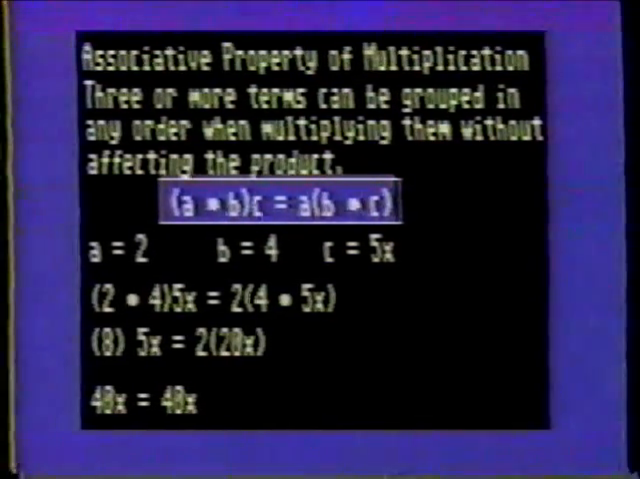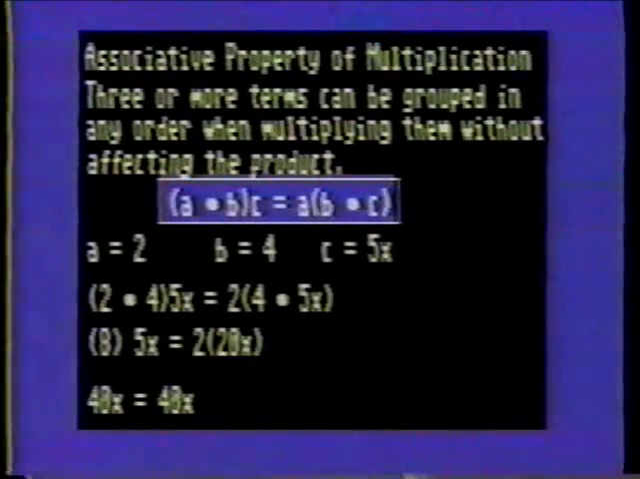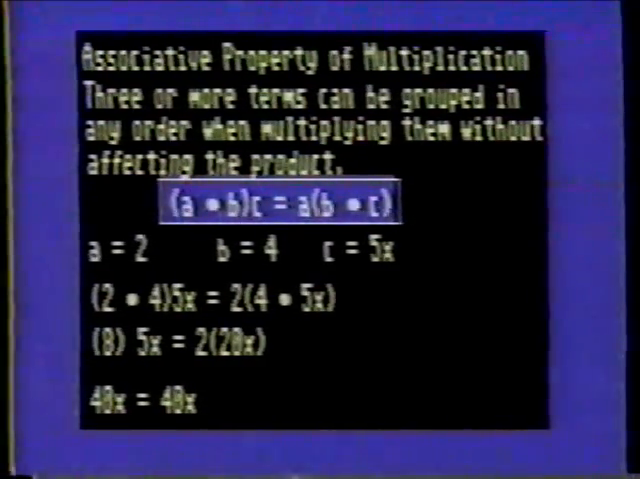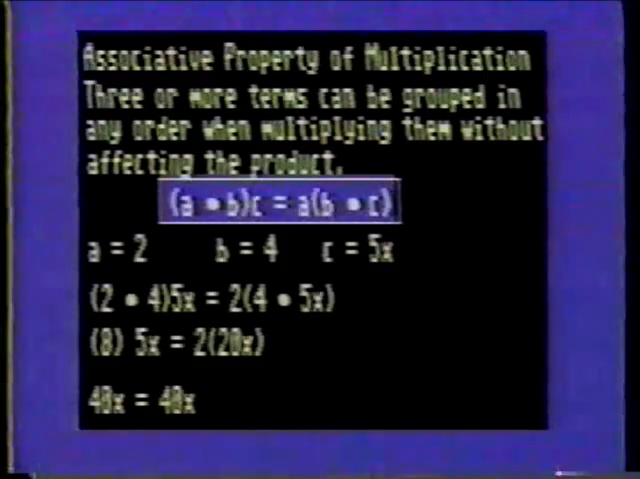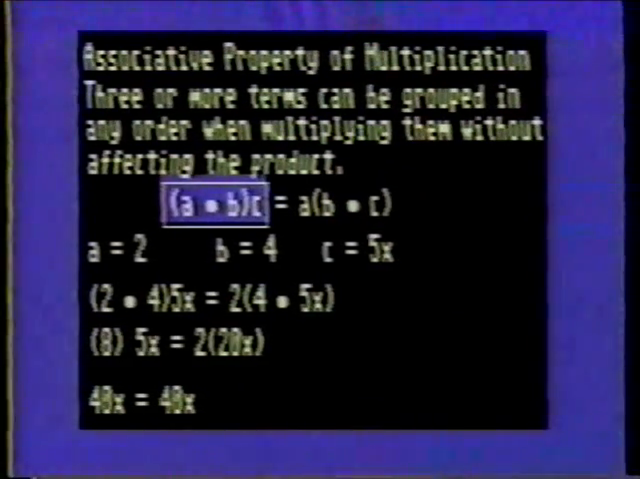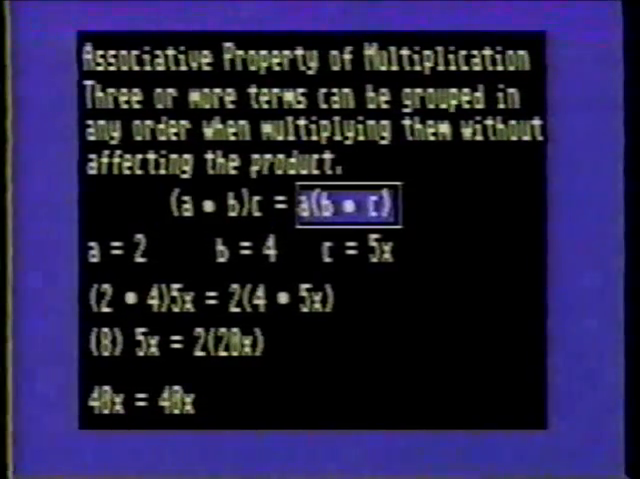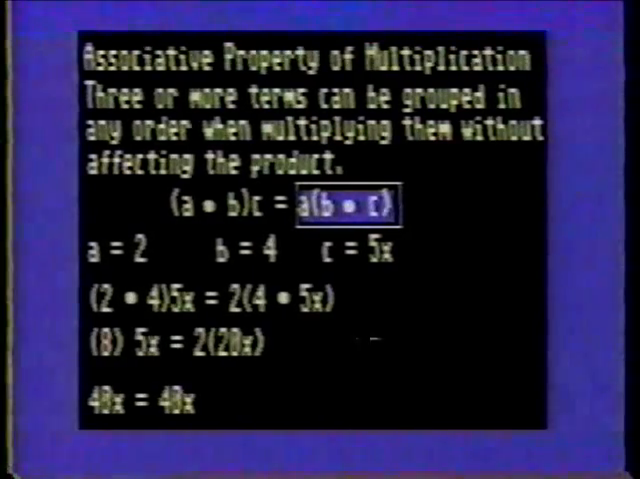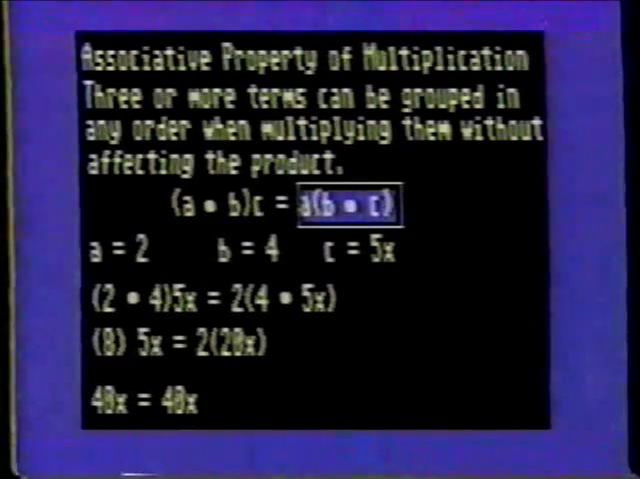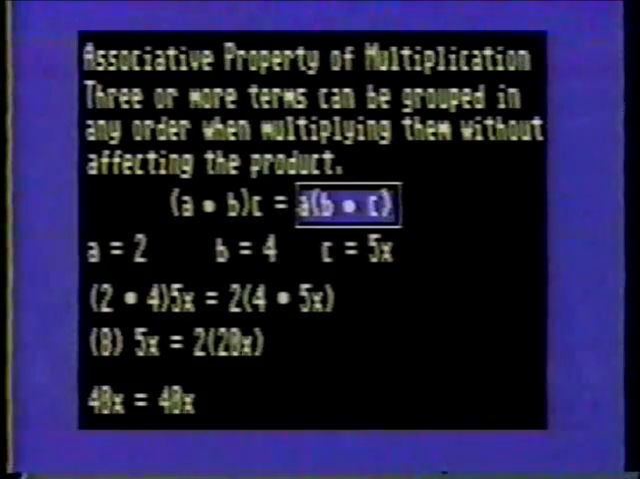Associative property of multiplication. 3 or more terms can be grouped in any order when multiplying them without affecting the product. First, multiply A times B, then multiply C times the product of A times B. Multiply B times C, then multiply A by the product of B times C.